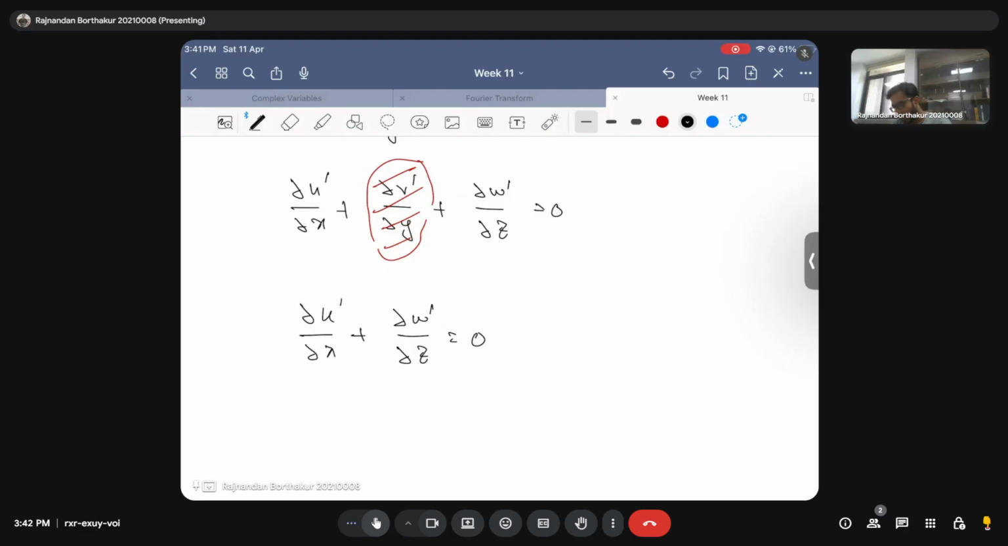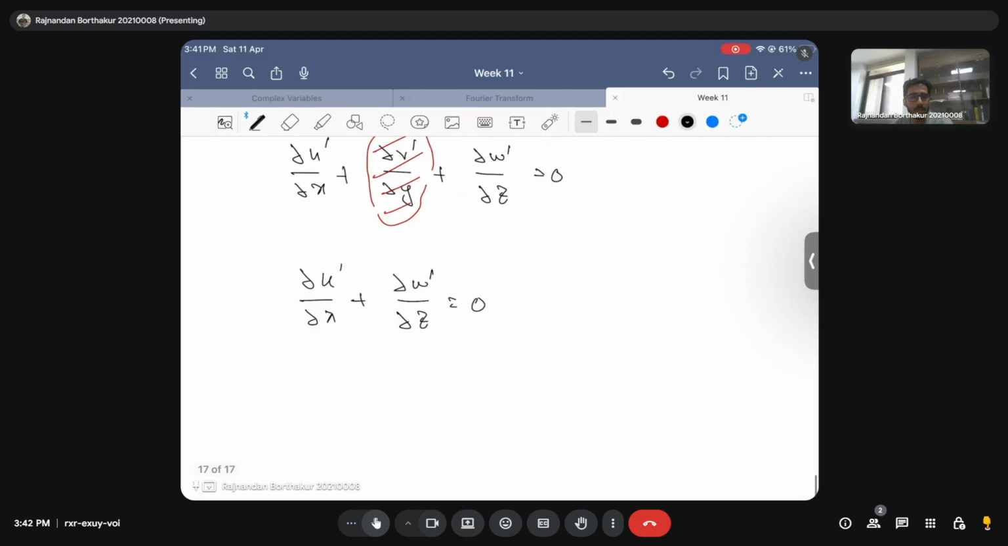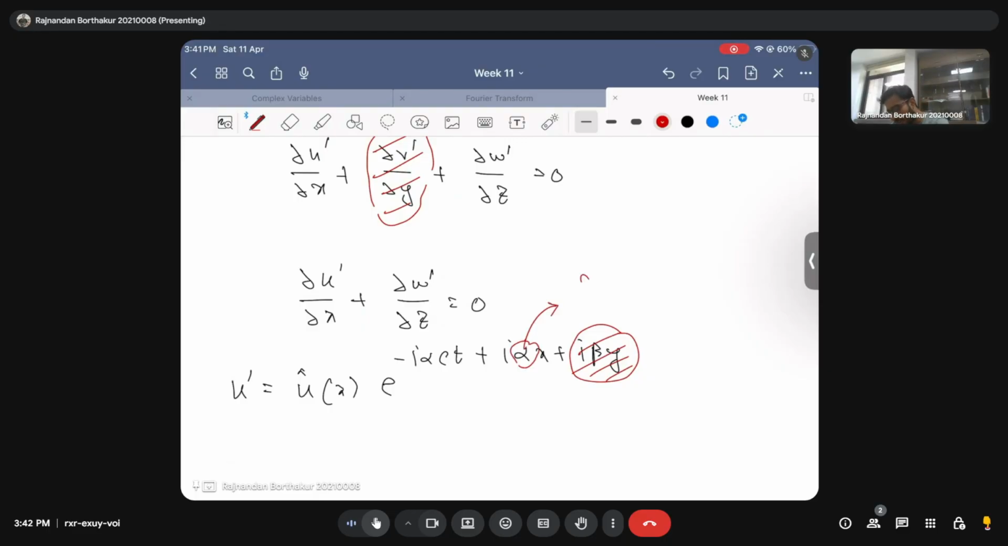But remember, we also need to use the normal mode analysis, right? For example, in 3D, the normal mode was u prime is equal to u hat of x times e power minus i alpha ct plus i alpha x plus i beta y. That was my normal mode. But now I know that this wave number is not there because it's a 2D problem, and this alpha now just becomes alpha 2D, and this is very, very important.